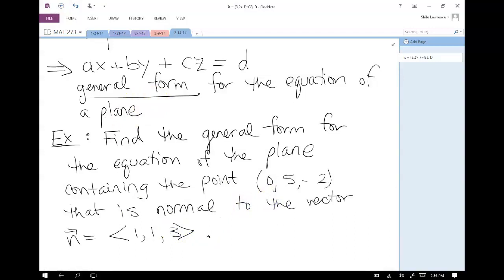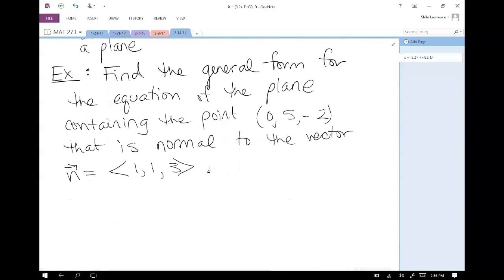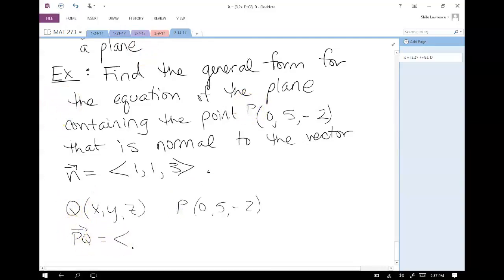There's not much work to do on this one. This is just to get us familiar with the format and what to do with our different numbers, where each of them goes, what the setup is, and then we'll work our way up to some more difficult problems. So (0, 5, -2) is in the plane. And if you want to think of it this way, any other random point Q that's also in the plane, we can create a vector between P and Q, and that vector will always be in the plane.